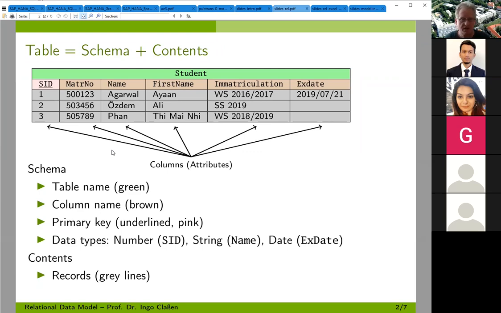Yeah, and that might raise the question: couldn't we use matriculation number as a primary key instead of this anonymous student ID number? And the answer is yes, we could do that. That would be possible. And later on in different slides, I will use it in that way. But here in the beginning, I would like to discuss one important aspect from a practical point of view.